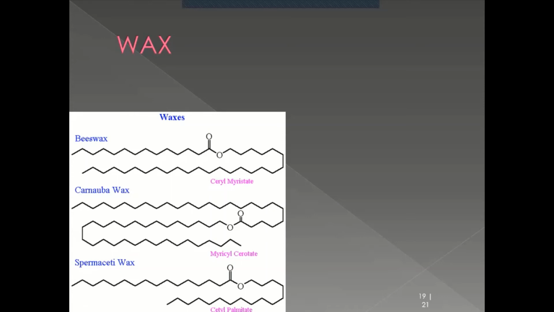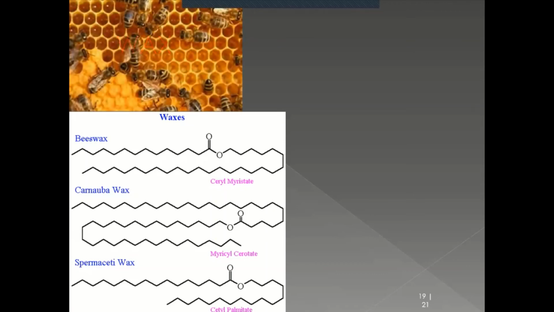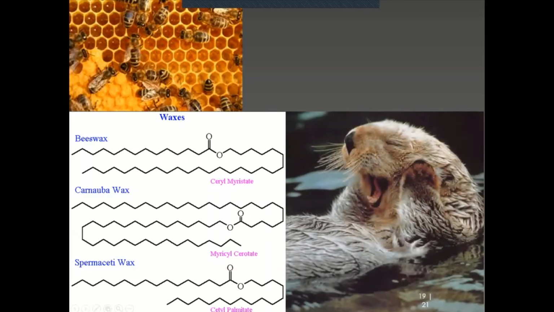All right. So wax shows up in beeswax. And so you've all heard about beeswax. And so the bees use it. The wax is the hydrophobic coating around their beehive to keep their honey safe inside. So the honey won't mix with the water on the outside.